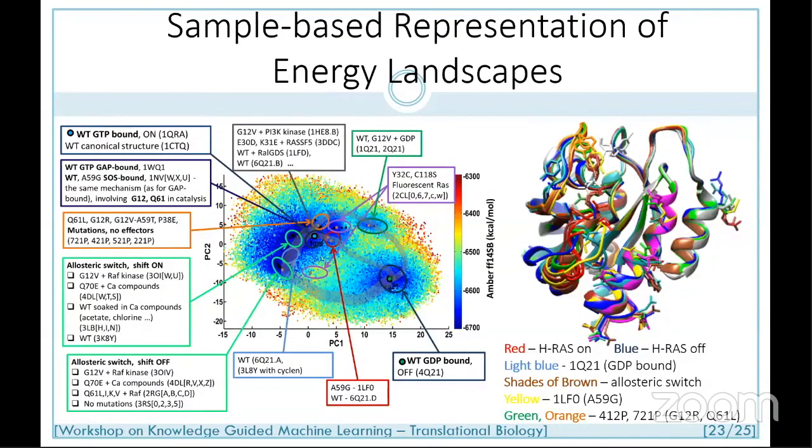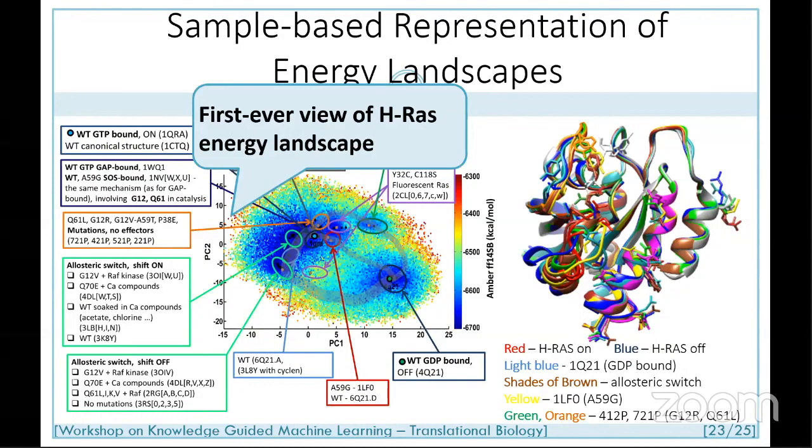Here is the first ever landscape, the first ever view of the structure space of RAS, that protein that I was telling you is so important in many human cancers. We were able to take all known biological literature and map it on our landscape and figure out, this is where this allosteric switch happens, because we had for the first time a global view of the structure space accessible by RAS.